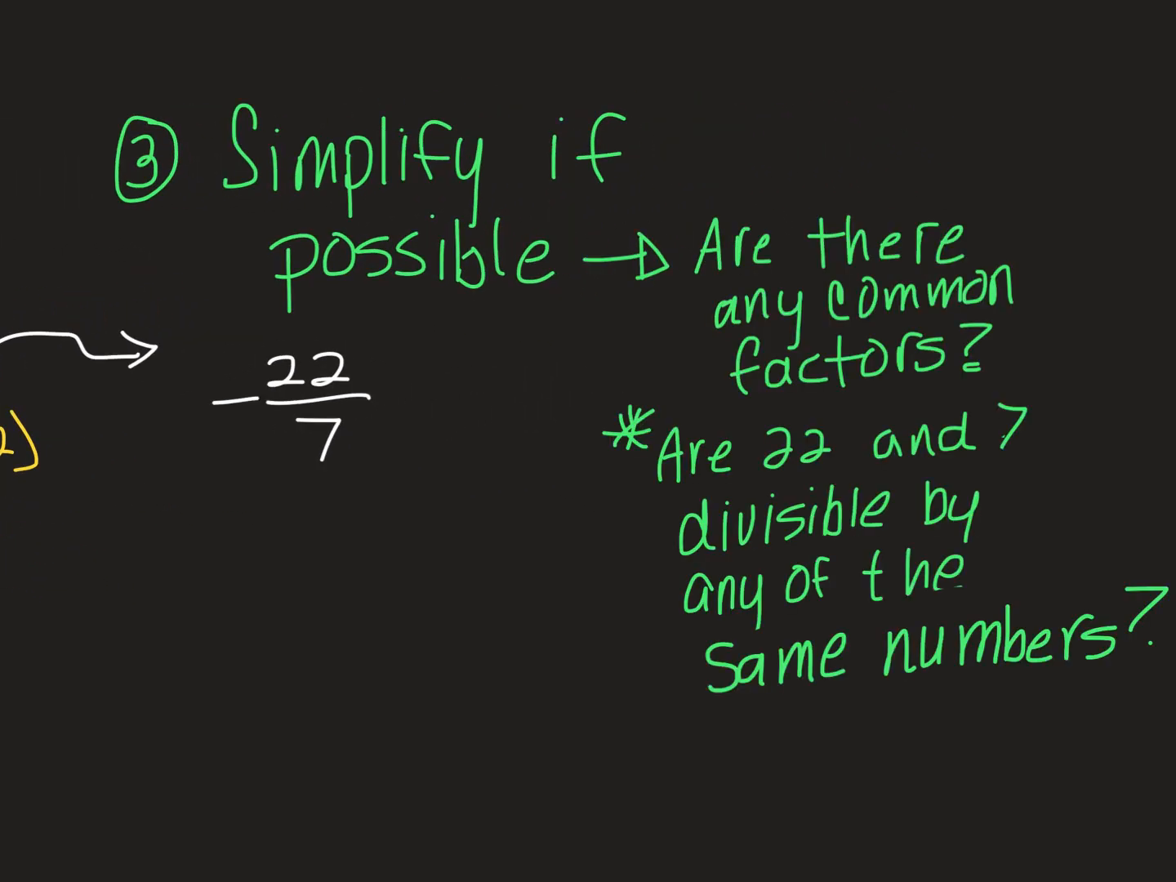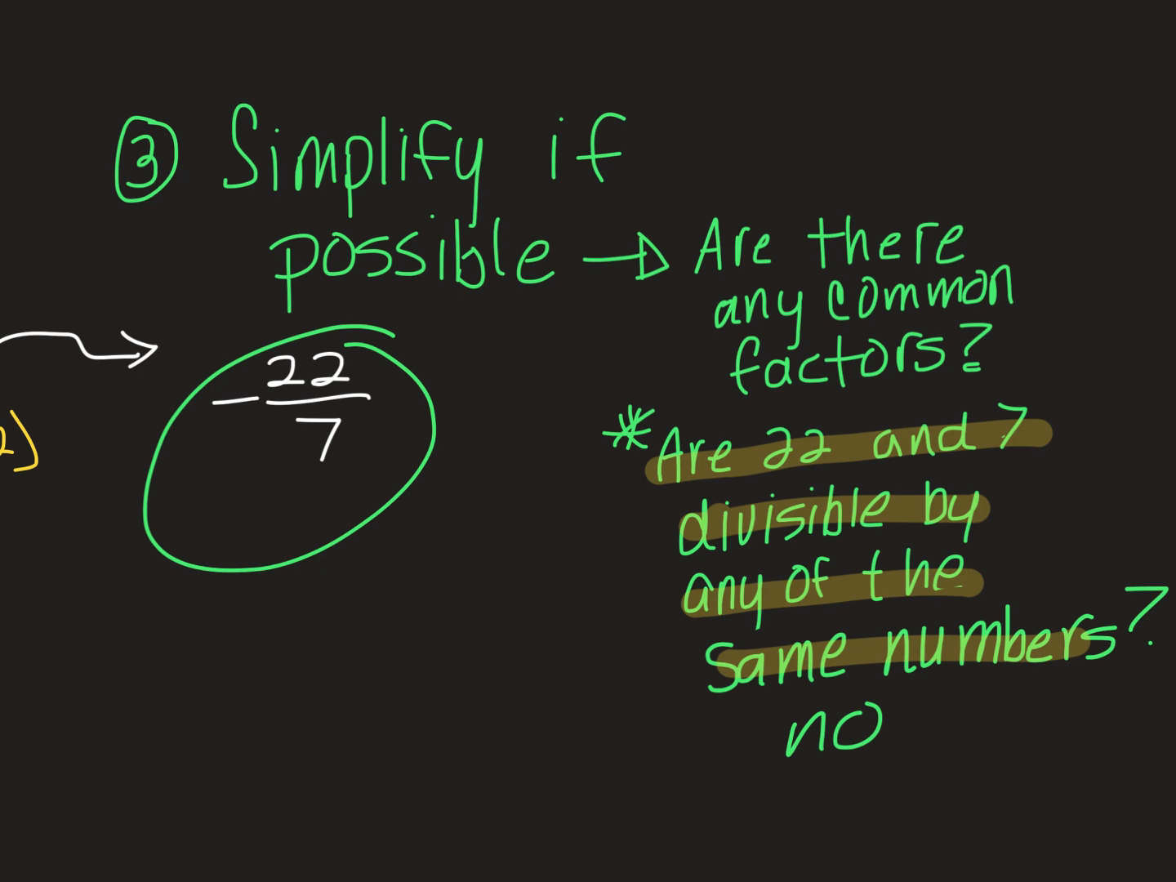How do we figure out whether or not we can simplify it? To figure out whether they have any common factors, you just ask yourself, in this case, are 22 and 7 divisible by any of the same numbers? In other words, can you divide 22 and 7 by anything that's the same and have them turn out to be a whole number? The answer in this case is no. So this is already simplified, so it just stays at -22/7.